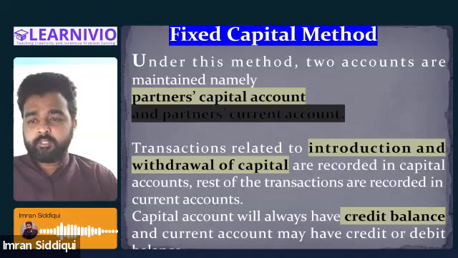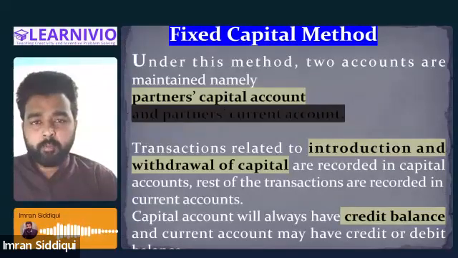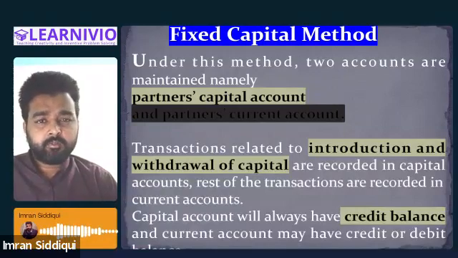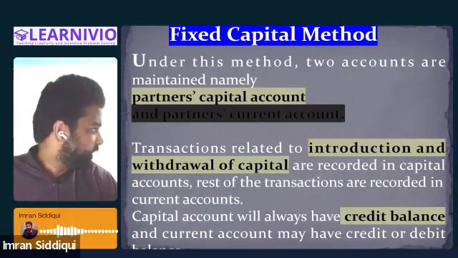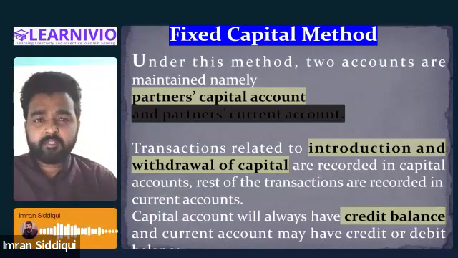So we have already discussed that we have two methods by which we can form a capital account. One is the fluctuating capital method, upon which we have already discussed a few questions. After that, we started a new topic, which was formation of capital account based on the fixed capital method, right? So in the last session, we did a few questions based on the fixed capital method.